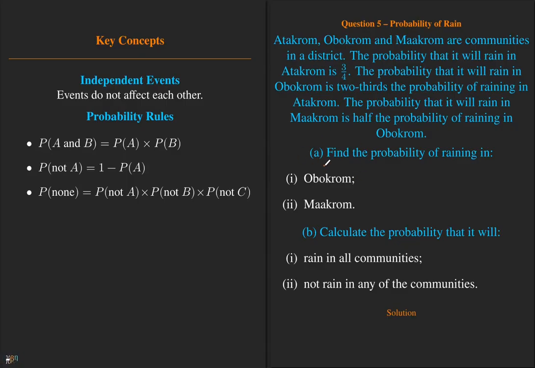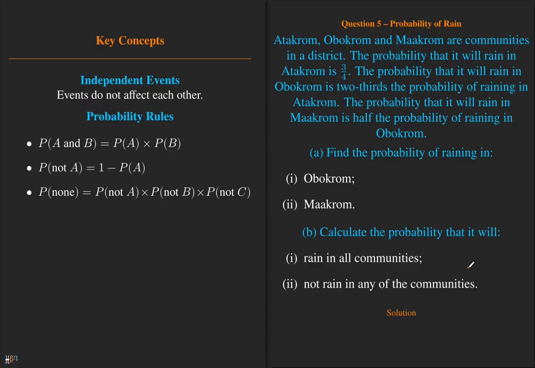The first question says you have to find the probability of raining in Obokrom. Secondly, in Maakrom. And then we have to calculate the probability that it will rain in all communities, and then that it will not rain in any of the communities. This question is on probability, and when it comes to probability, there are some formulas we need to know.